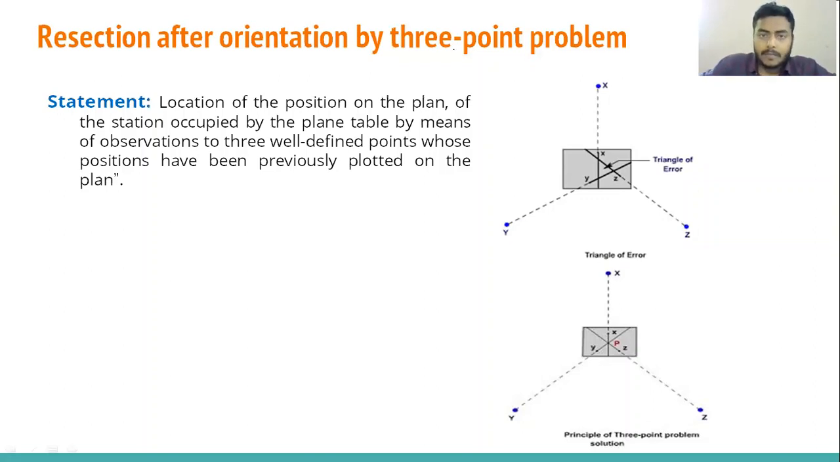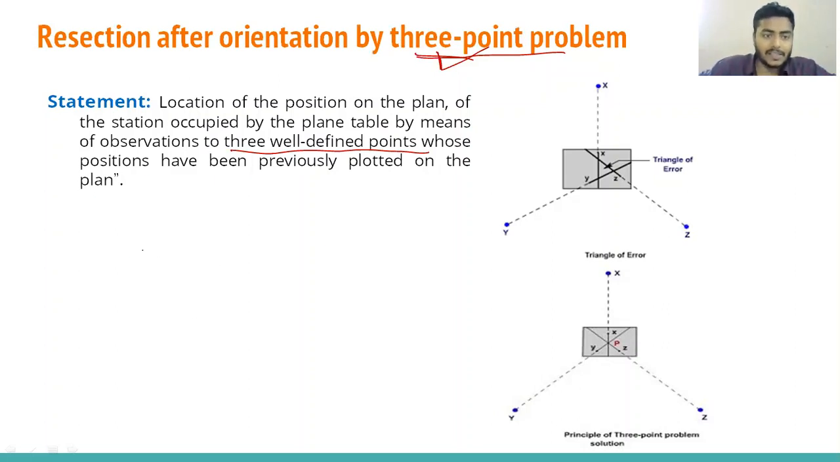Three-point problem. The 3-point problem means in this case you will get three well-defined points or stations whose locations are known to us, or we can say the locations are already drawn on the drawing sheet. The statement is: locating the position on the plan of the station occupied by the plane table, by means of observations to three well-defined points whose positions have been previously plotted on the plan.